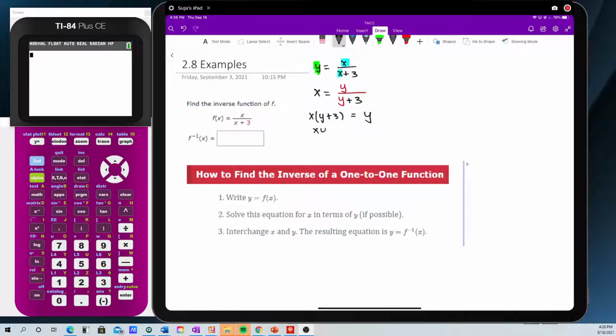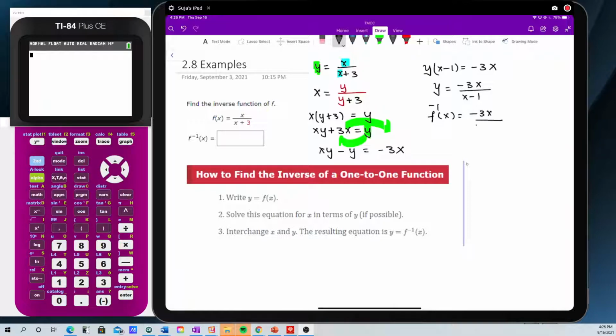So distribute the x: xy plus 3x is equal to y. Bring this y over to the left and move the 3x to the right. So xy minus y equals negative 3x. Now on the left hand side, factor out a y. y times x minus 1 equals negative 3x. Divide both sides by x minus 1. y equals negative 3x over x minus 1. And this y is my f inverse of x. So this would be negative 3x over x minus 1, following these 3 steps.